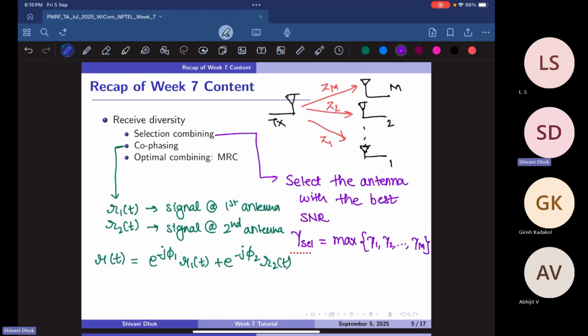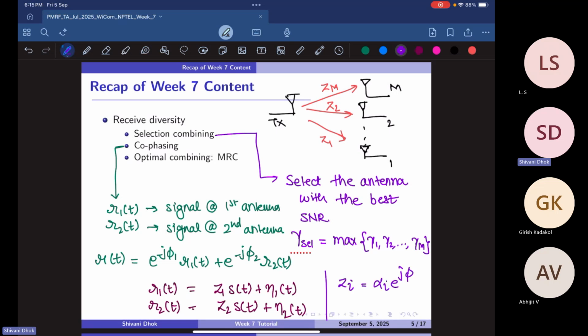So here what is happening, okay, let's be clear. We had this r1 of t as z1 s of t plus eta 1 of t, where eta 1 of t is the AWGN noise, and r2 of t is z2 into s of t plus eta 2 of t, and here your zi is basically alpha i into e power j phi i.